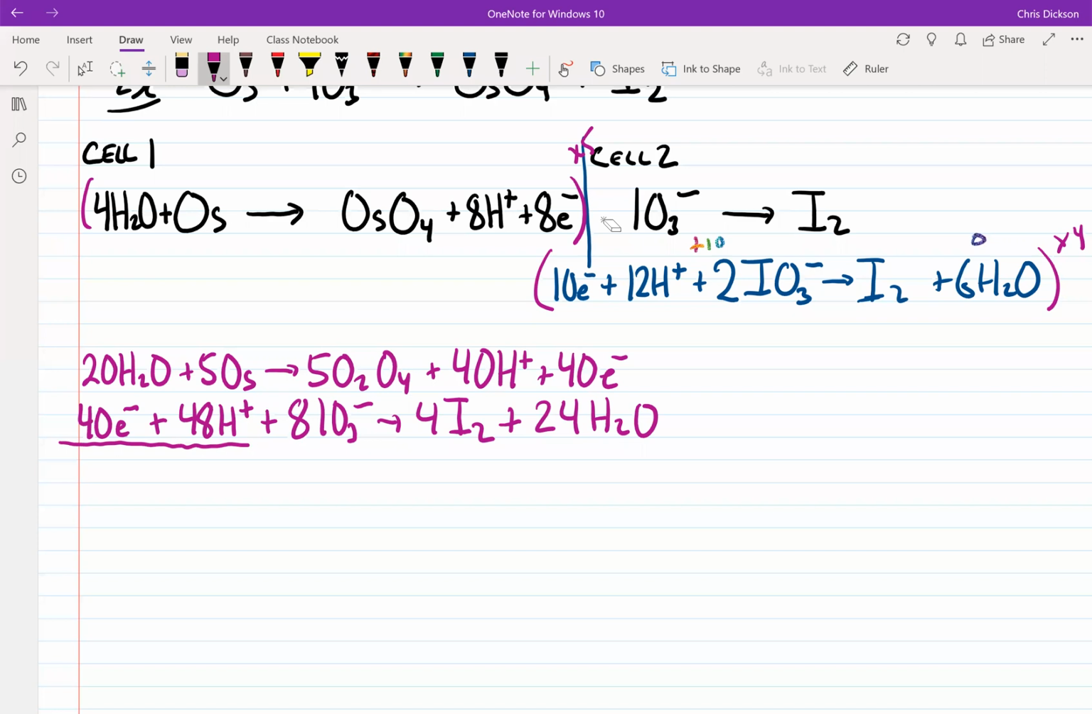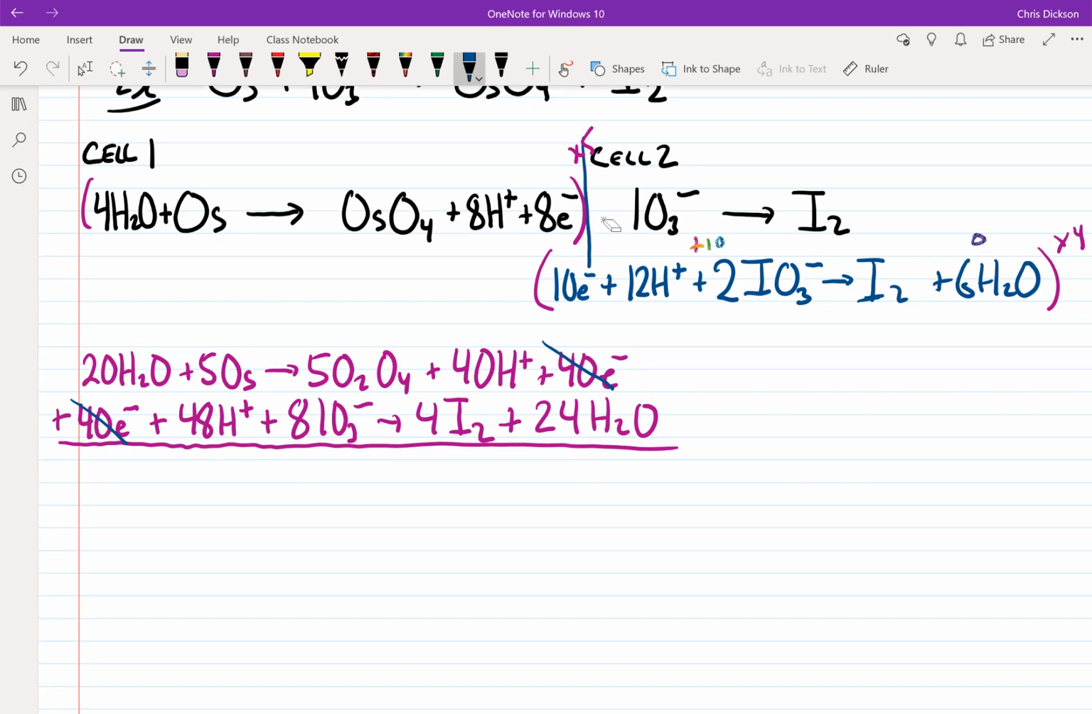Okay, now this is the last step here. What has to happen here, if you've done it right, is the electrons have to cancel. Electrons produced have to equal electrons gained. So now what I do is I cancel out the things that are on both left and right side if I can cancel them out. So for example, the top equation produces 40 electrons, but the bottom equation uses 40 electrons. So they're gone, okay?